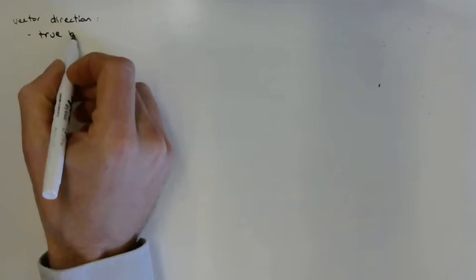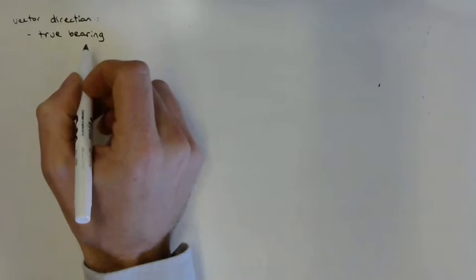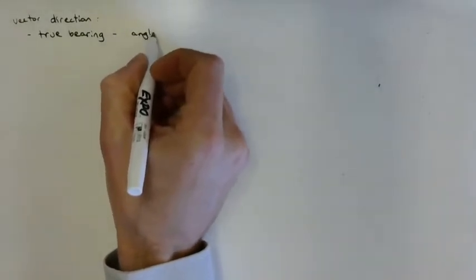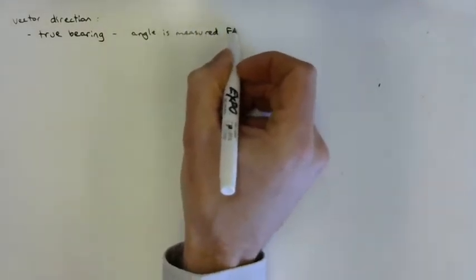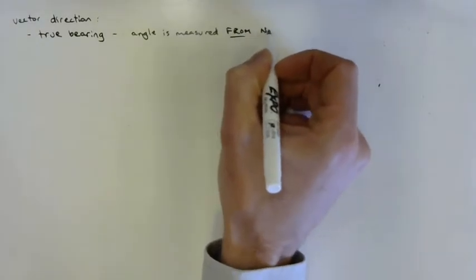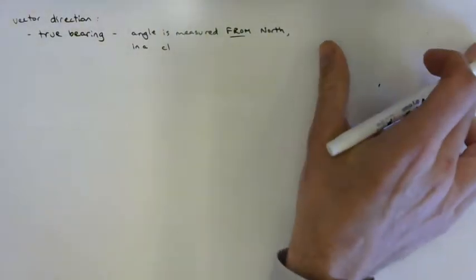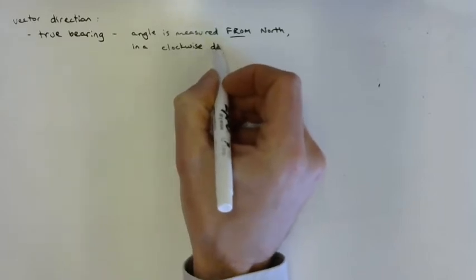We'll just go like that, and we'll say the first one is the true bearing. This is a compass measurement where the angle is measured from north in a clockwise direction. So for a true bearing, the angle is measured from north in a clockwise direction.